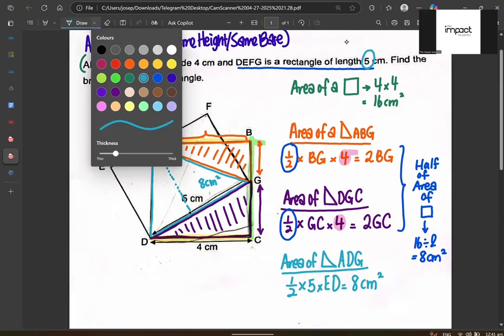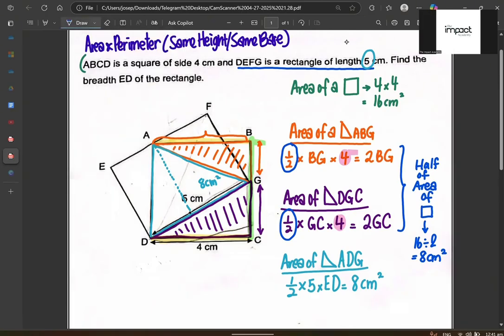Let me just reiterate that point once again. Okay, this orange color triangle coupled with this purple color triangle gets me to an answer of 8 centimeters square. Right? Because when I do the multiplication, I realize that this times this, and it's half of this times this, and then another half of this times this, I do not get to the area of the square, but I get to half of area of the square, which is equals to 8 centimeters squared.